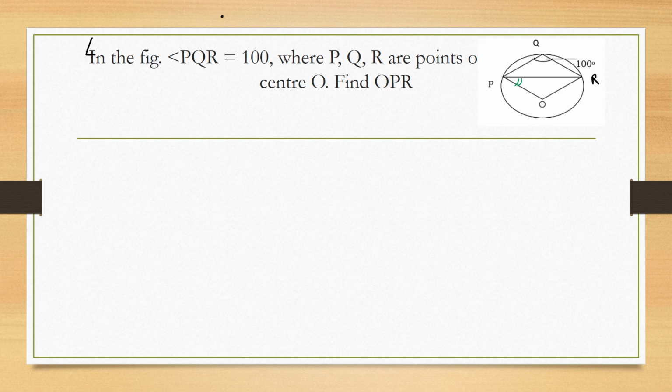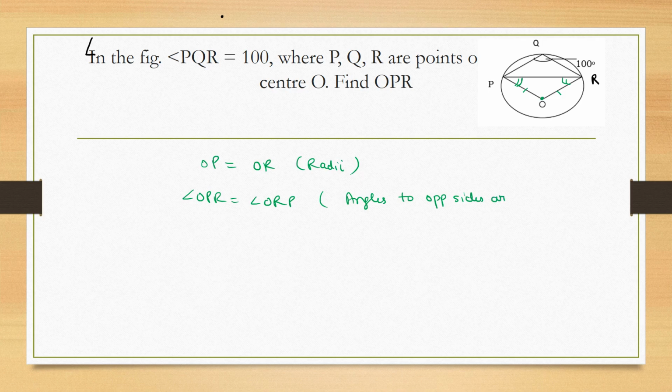See, this is the center, O. If it is the center, which it doesn't seem so, then these two will become radii of the circle. And if these are radii, that means angle OPR, this one, will be equal to angle ORP. Why? Angles opposite to equal sides are equal. Correct.